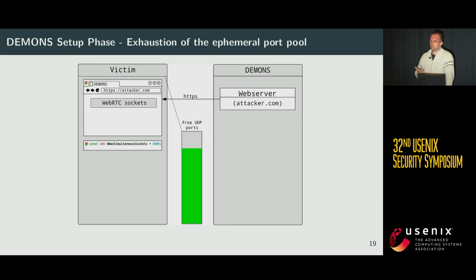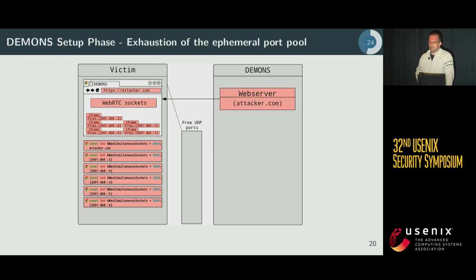However, what the attacker can do now is embed additional sites within their malicious site, each containing a copy of the malicious JavaScript. Because every one of them runs in an extra process, each of them gets an extra limit of 3,000 sockets, and they exhaust the entire ephemeral port pool of the victim operating system. So at that point, we simply have a denial of service attack because the victim cannot create any UDP sockets anymore, and thus DNS resolution wouldn't work.